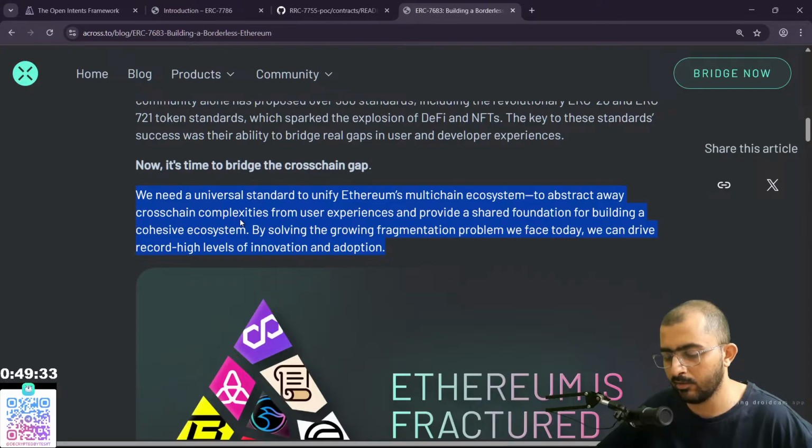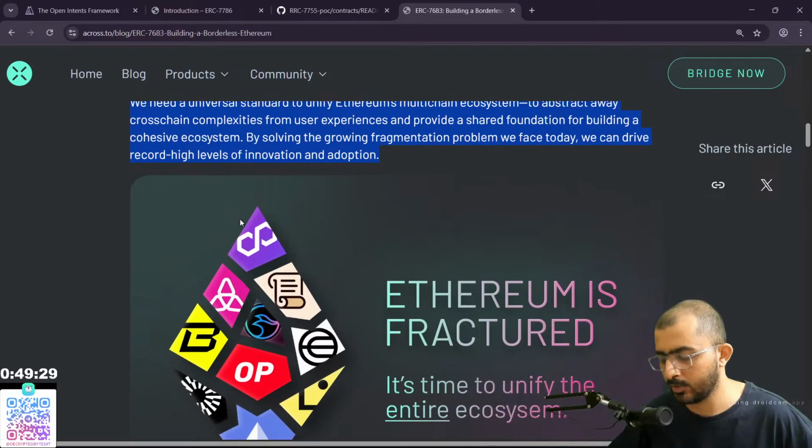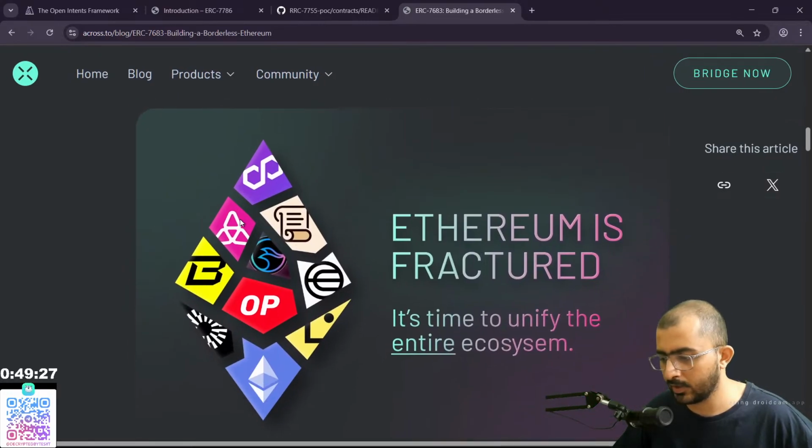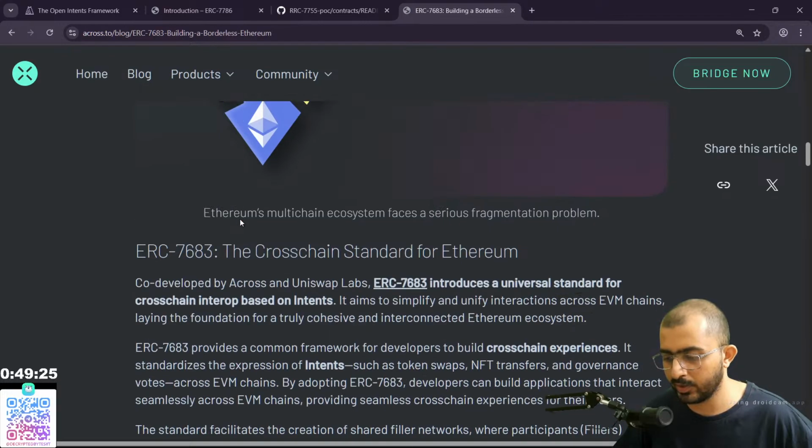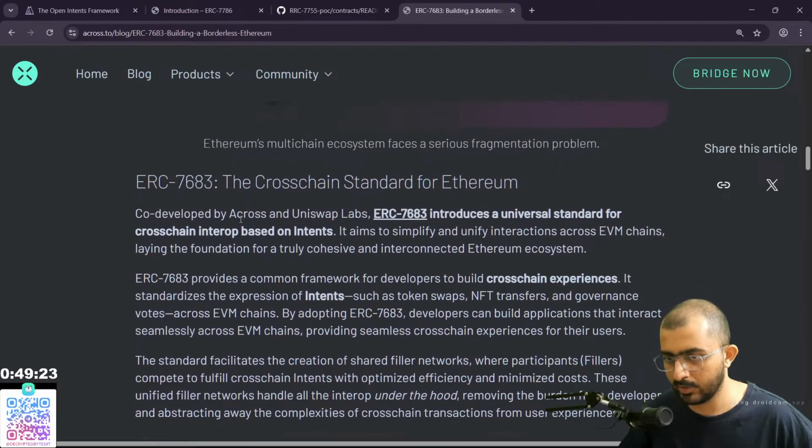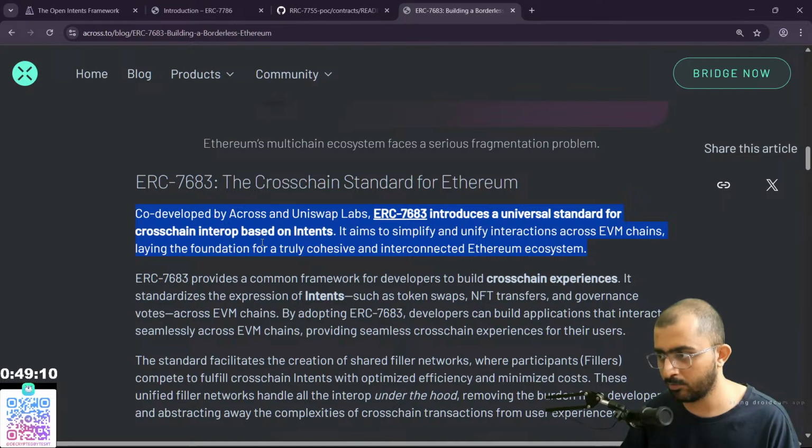We can drive record high levels of innovation and adoption. Okay, so they're saying we have to fix the cross chain issue. That was the problem, and that will help us grow the EVM ecosystem and everything else in the EVM ecosystem. Okay.